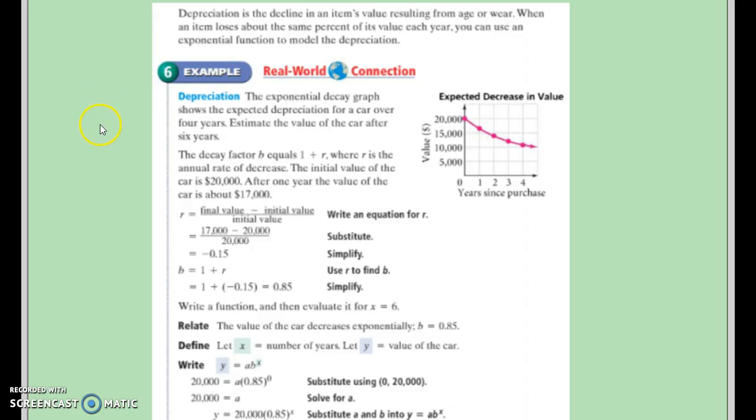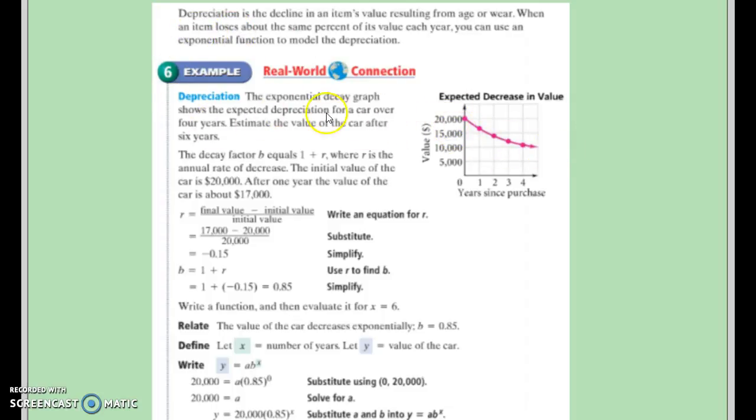Okay. So now we're looking at some more real-world connections about exponential decay. We see this a lot. So depreciation, right, is the decline in a value just from it being older or more wear. The real thing we see with depreciation is cars a lot. They depreciate very quickly.